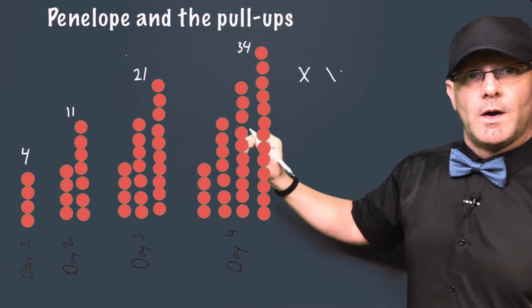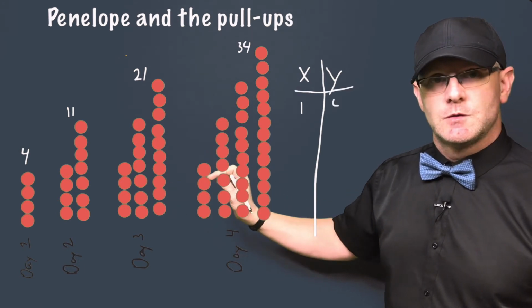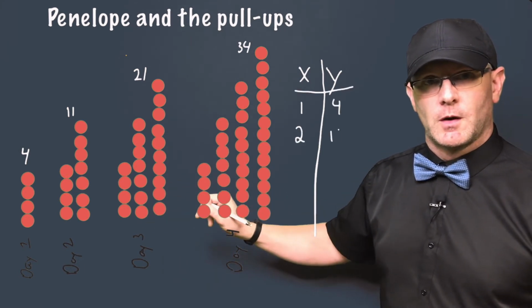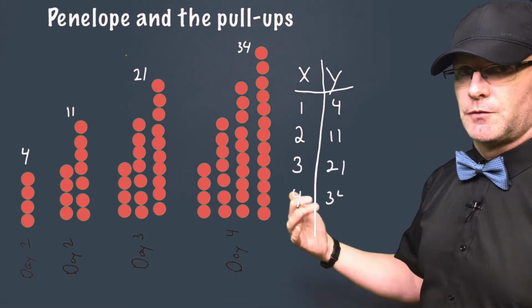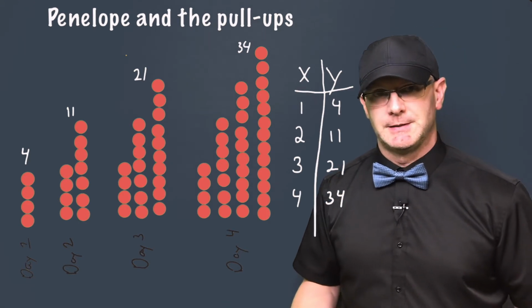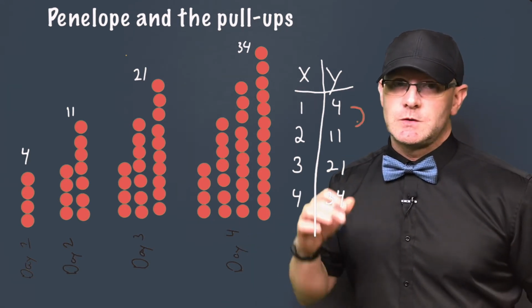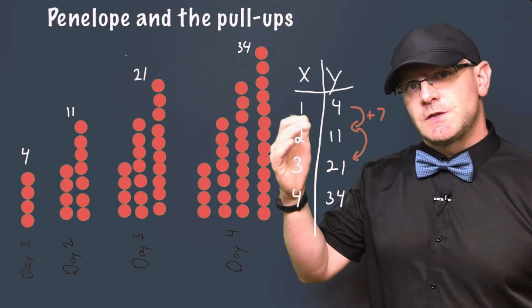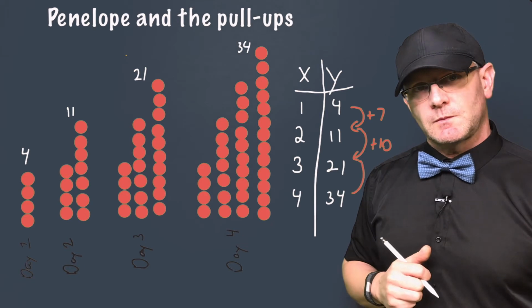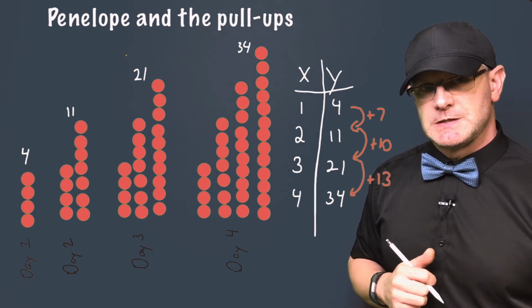So 1, 4, 2, 11, 3, 21, 4, 34. We're doing our total because we want to do a recursive rule for our total number of push-ups completed. And here's how we figure out that this is quadratic. We start and we do our first difference. And we notice that the first difference in each one of those is different. So we know this expression isn't linear.